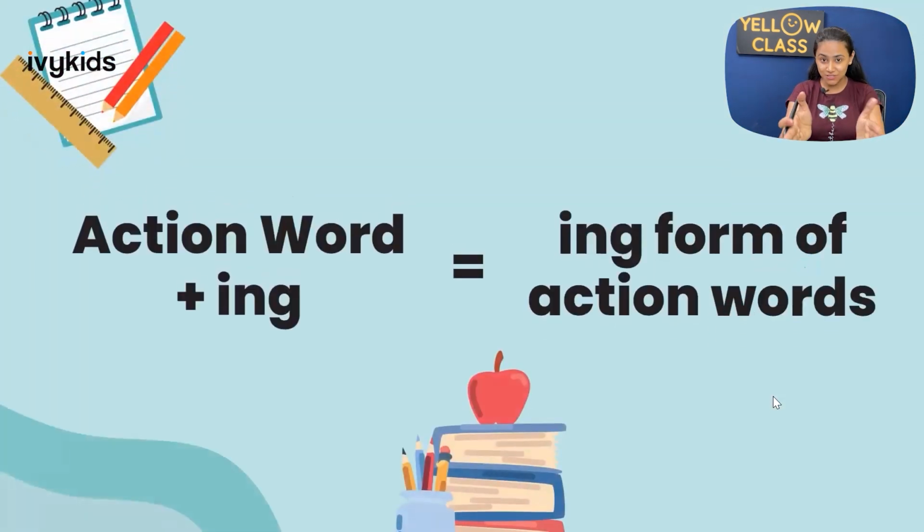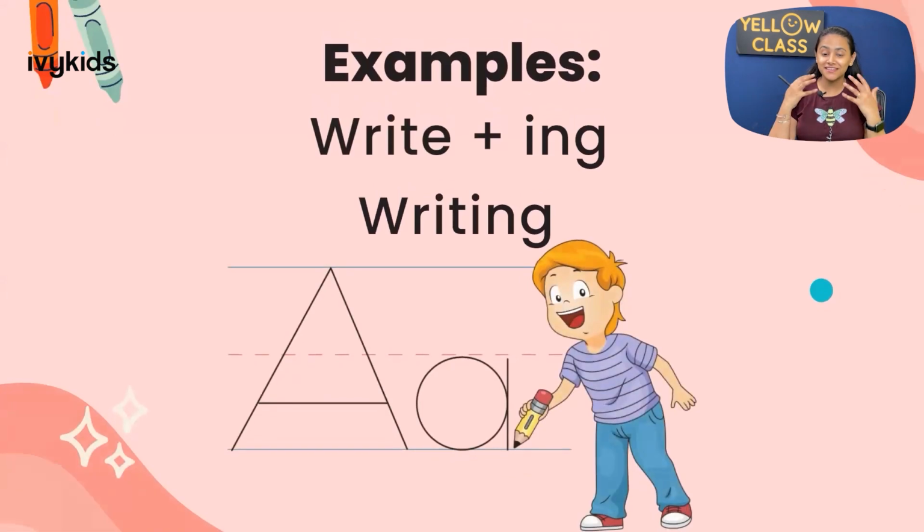To know more, let us continue and let's see. Okay, so this is what I was talking about. Action word go plus ing becomes the ing form of action words. For example, go plus ing equals going, right? Similarly, walk plus ing becomes walking. Here is another example. Write, write plus ing becomes writing.